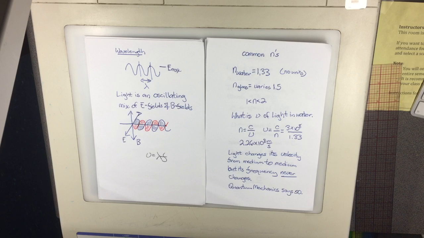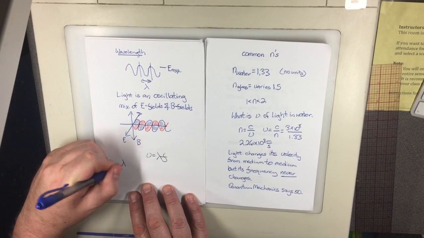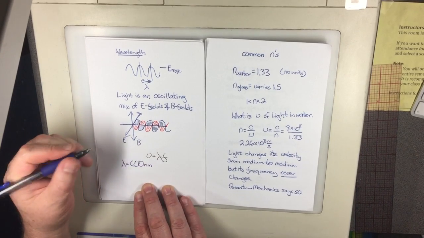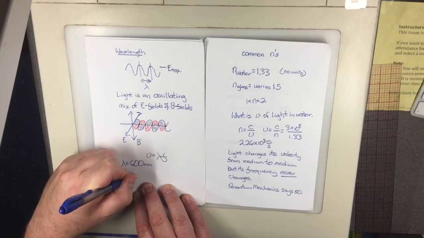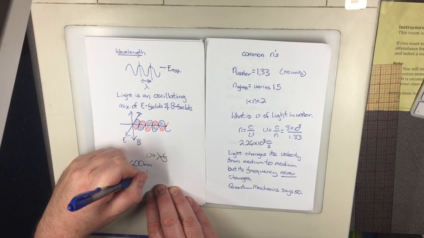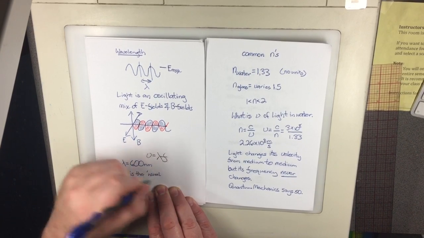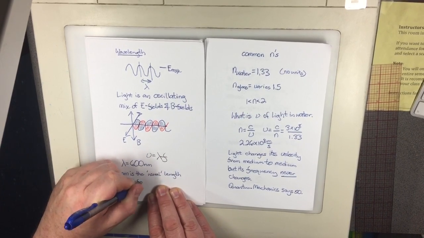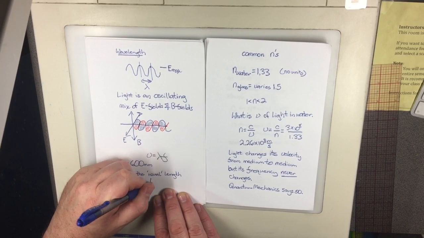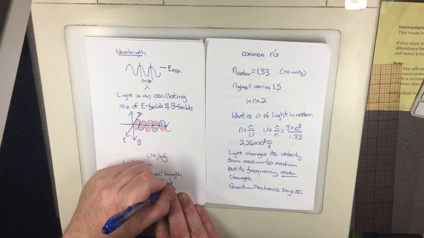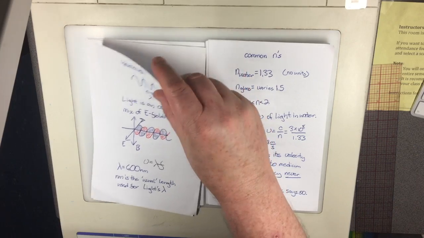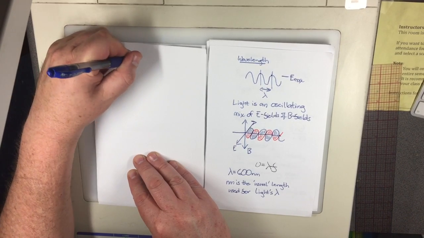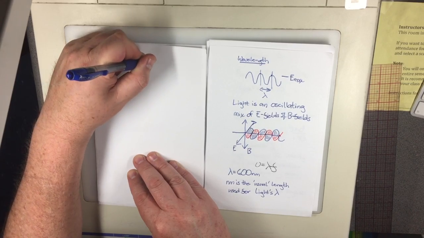So in the typical lambda, I'll use 600 nanometers. Nanometers is the usual length used for light, or light's wavelength. And 1 nanometer is equal to 1 times 10 to the negative 9 meters.